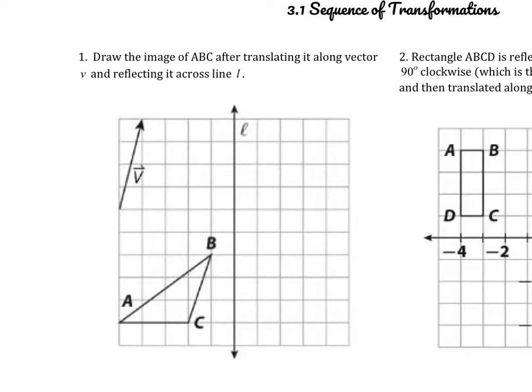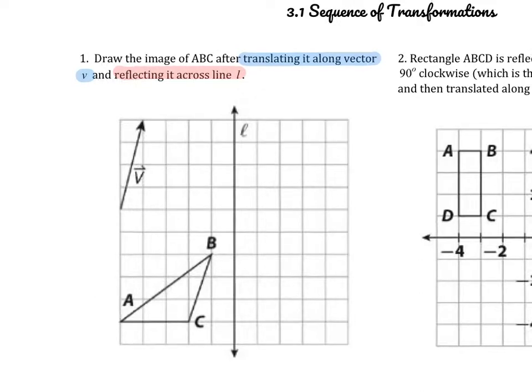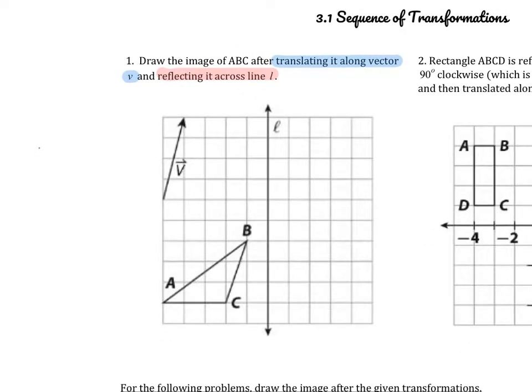First, they're asking us to translate ABC along the vector V, and then they're asking us to reflect it across line L. Remember, the component form of vector V is <1, 4>. Really, this is just telling you to go to the right one and go up 4. You can work with each point individually and shift right one up 4, or you can draw in the vector from each point.